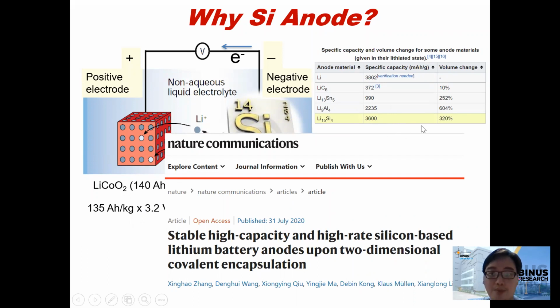But there is a problem. It has high volume change, which is 320%. This is very high compared to the other materials, for example, carbon, that it has 10%. But we still would like to use this silicon anode because it has very high specific capacity.